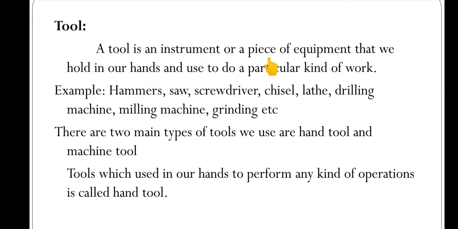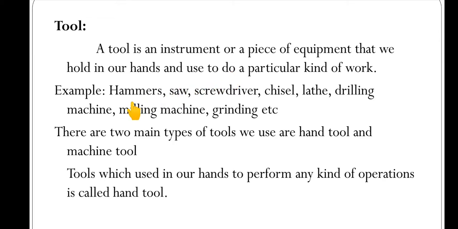A tool is an instrument or a piece of equipment that we hold in our hands and use to do a particular kind of work. We use tools to produce some product. We get the raw materials, and if I want to produce a product, I need to remove some extra material. If I remove the extra material from the raw material, I get the product. This is done in industries. So a tool is an instrument or a piece of equipment that we hold in our hands and use to do a particular kind of work.